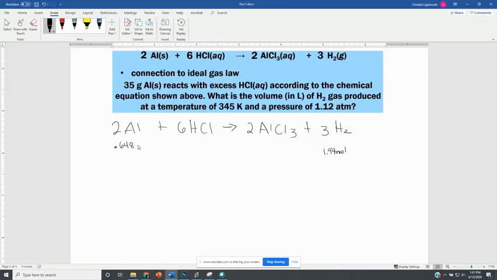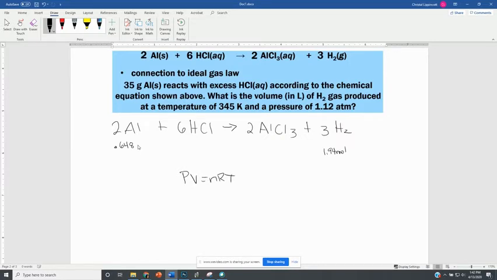But they didn't want to know how many moles, they wanted to know how many liters. So then, since this is not at standard conditions, we don't have an ATM of 1, we don't have a temperature of 273, then we have to put it into our PV equals nRT formula.